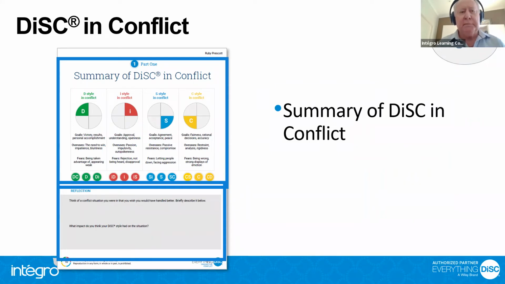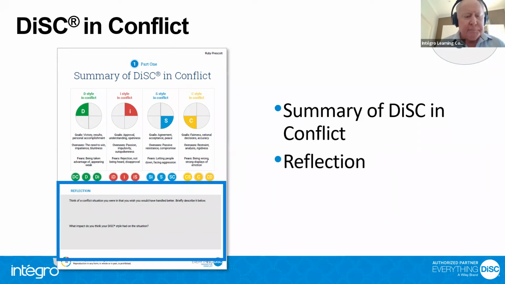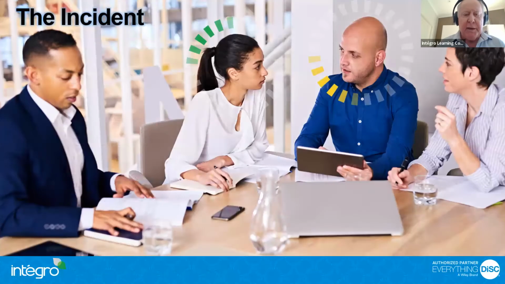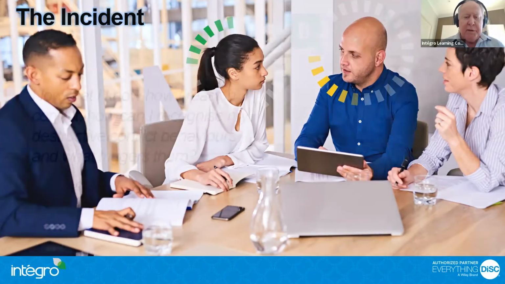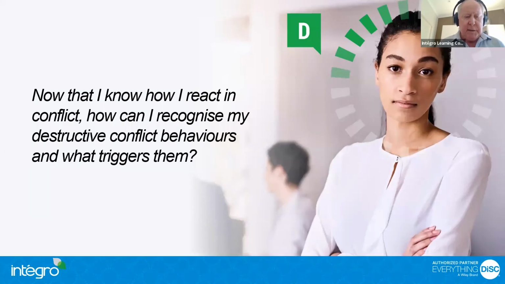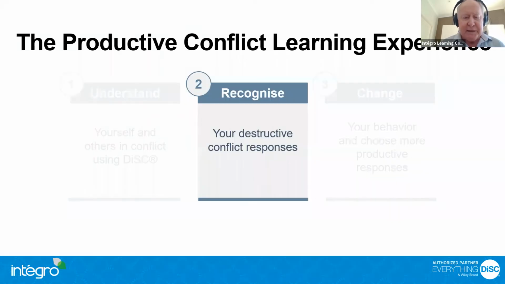So now this case study, I'm going to call it, that you're asking people to come up with here, they're going to revisit that as they go through the actual session around the profile. Okay. So the reflection is very important. So let's look at an example of an incident here. Okay. Ruby's saying, now that I know how I react in conflict, how can I recognize my destructive conflict behaviors and what triggers them? And that's the second module in the facilitation.